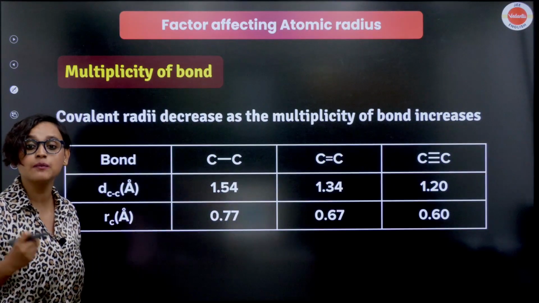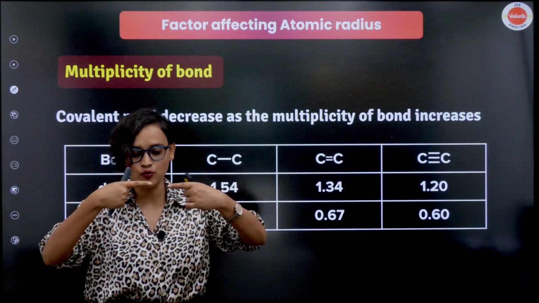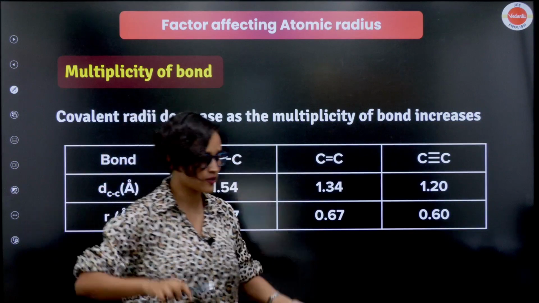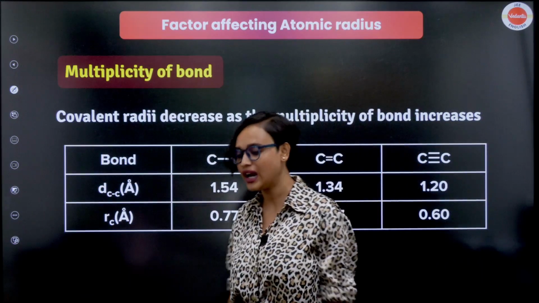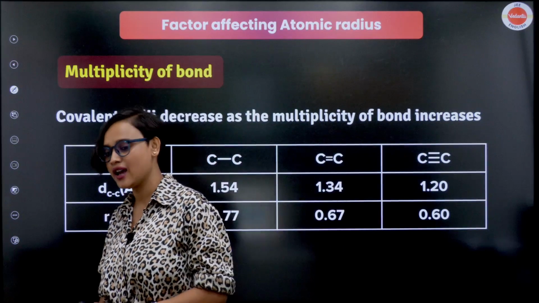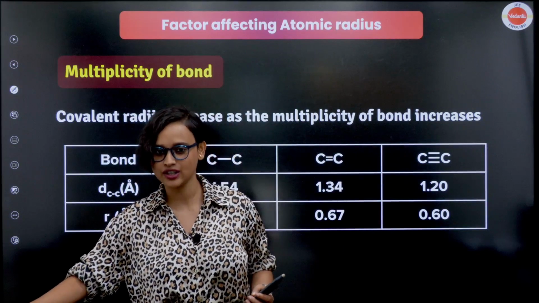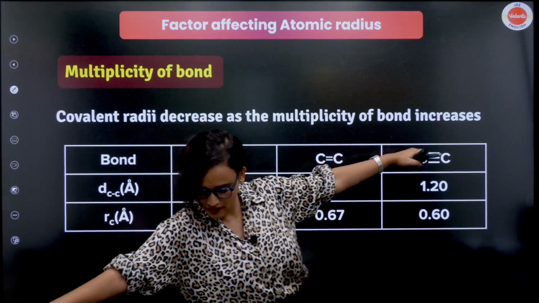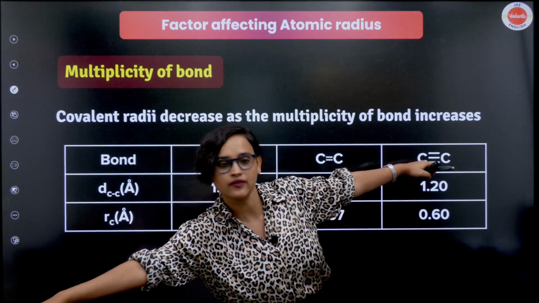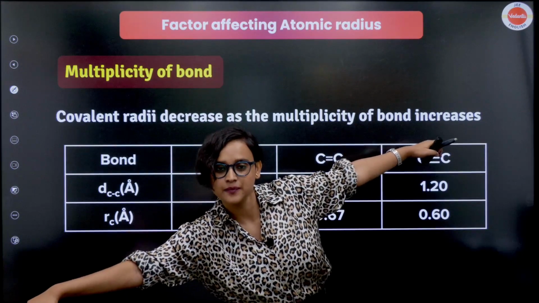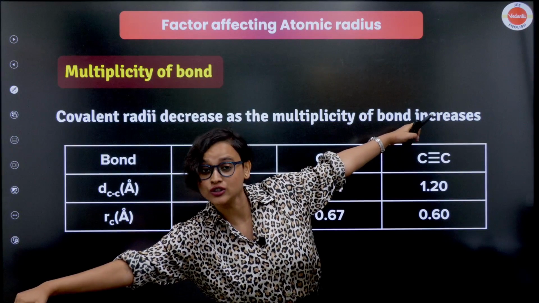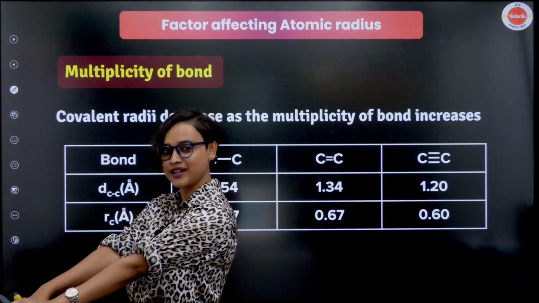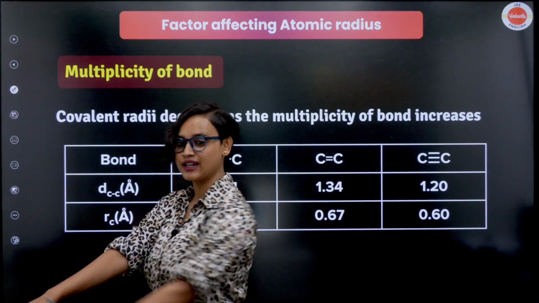Now, let's understand multiplicity of bond. Understand it this way. There is a chair here. If I am holding this chair with just one hand, I can be very, very far away, right? But if you ask me to hold on to the chair with both my hands, then I will have to come a little closer and bring my other hand here too. See, my distance decreased.